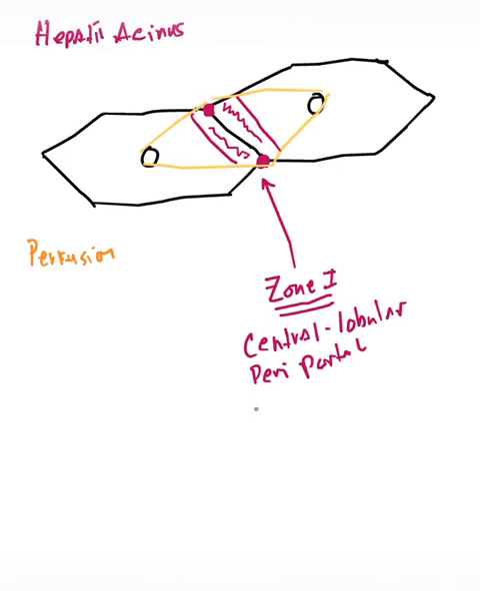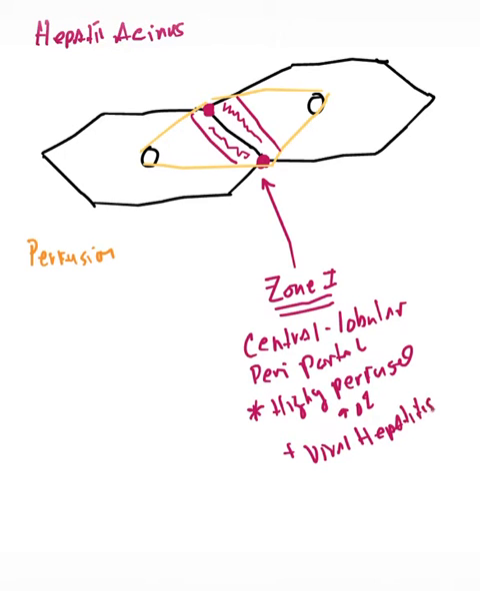What do we want to know about zone 1? Well, the big thing to know about zone 1 is that it is highly perfused. So I have high levels of oxygen in this zone. And just as an aside, this zone is particularly susceptible to viral hepatitis. In patients that have viral hepatitis, this area here is often the area attacked.